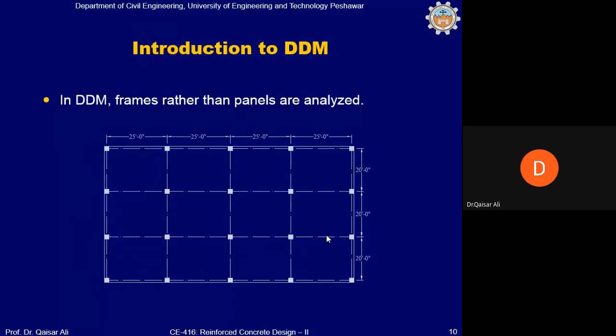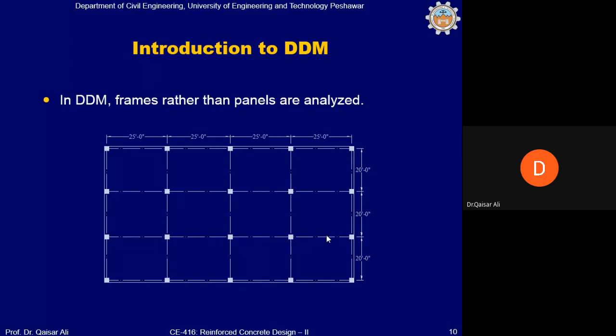From the economy point of view, the slab with beam system is the most economical system because the slab is usually 6 to 7 inch thick and beams are given on the column center line. So the weight is also less, and the reinforcement requirement and everything is in control. It is the reason that in most high-rise buildings, the slab with beam system is used. Okay.